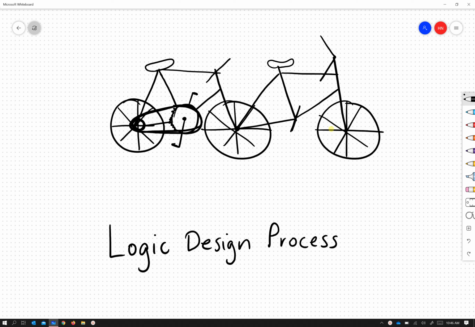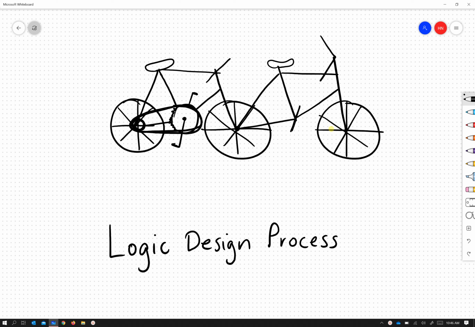Welcome to Digital Electronics. In this lesson, we're going to be learning how the logic design process works. Now we know about AND gates, OR gates, and inverters, known as the AOI logic gates, but we haven't learned how to use them to solve a circuit.